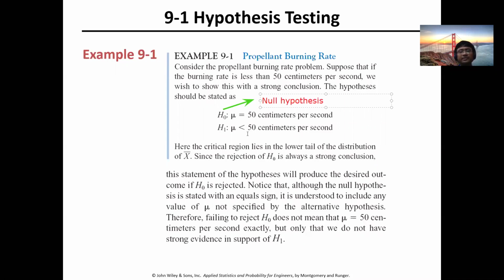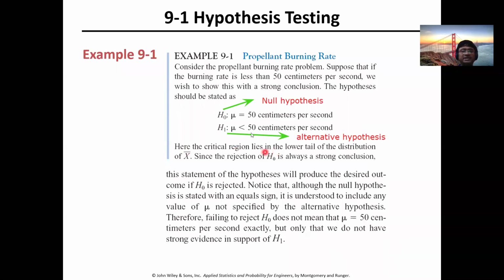This is the alternative hypothesis, and this one is the alternative hypothesis. So now the question is where the critical region lies.